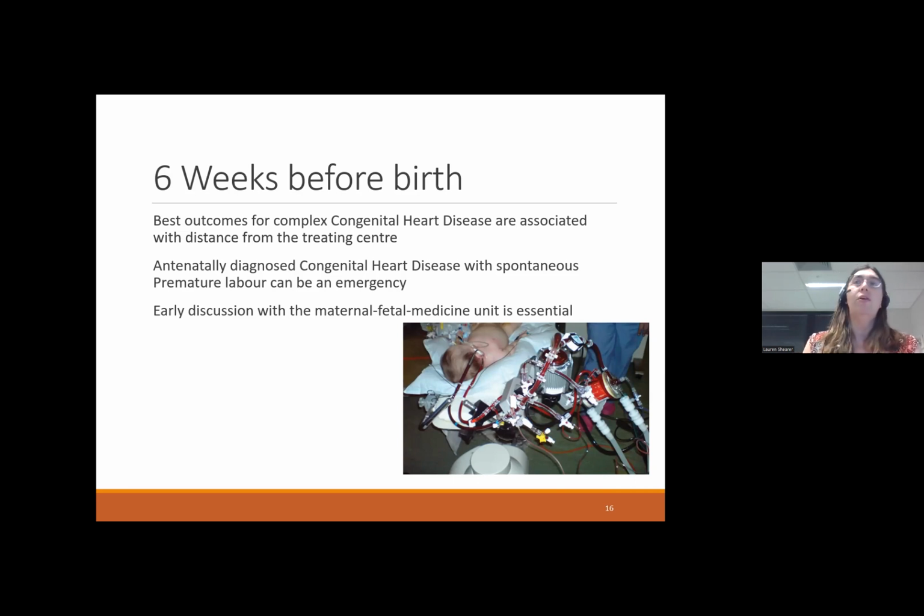And so if you've got a woman presenting in labour with an antenatal diagnosis of congenital heart disease, getting in contact early with the maternal fetal medicine unit is essential. We want the child to be born near to us, but we don't want them to be born on the way. So having those obstetricians and that multidisciplinary team on board is really important.